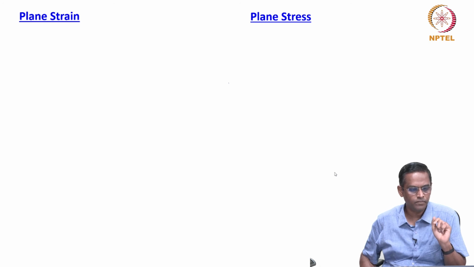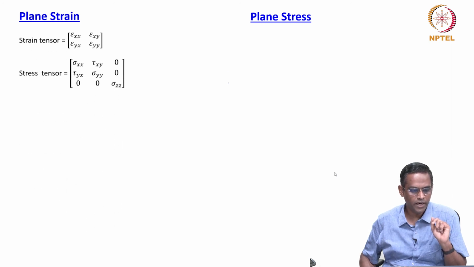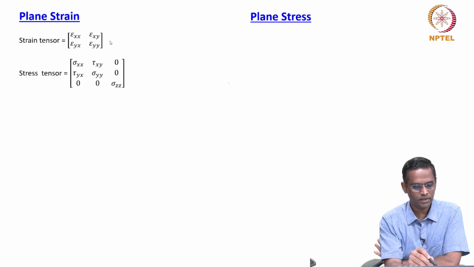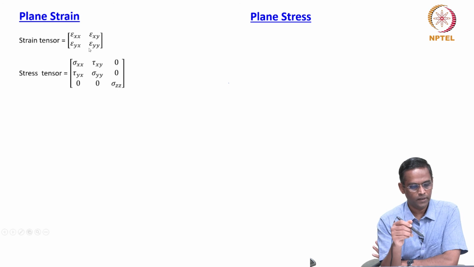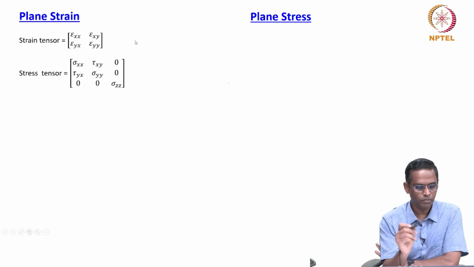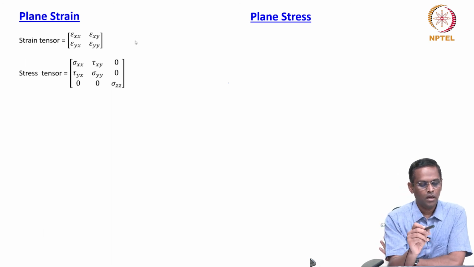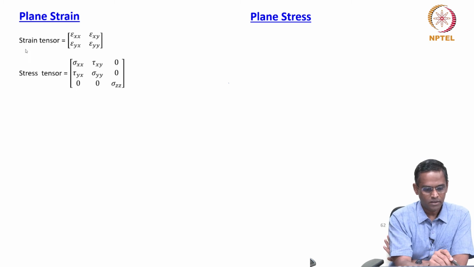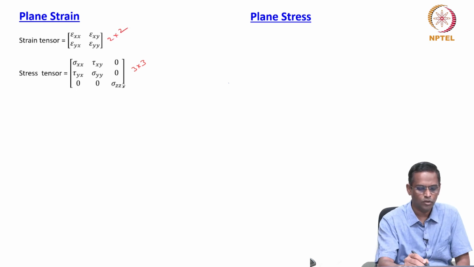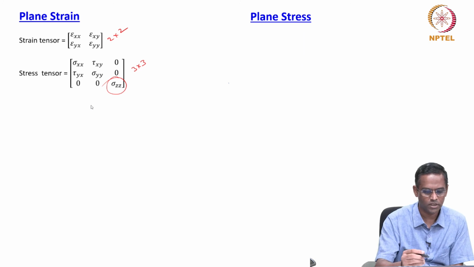Now in general, in a plane strain, you can write the strain tensor like this: epsilon xx, epsilon yy, and epsilon xy, with normal strain and shear strain, normal stress and shear stress. So please remember, in a plane strain condition, the strain tensor is a 2 by 2 matrix. For a plane strain condition, the stress tensor is a 3 by 3 matrix. So this is not 0. This is very important.